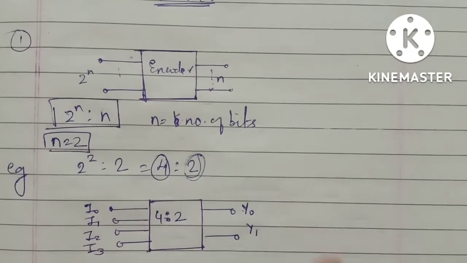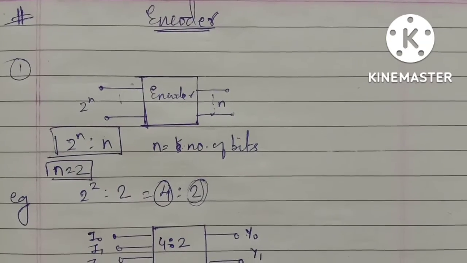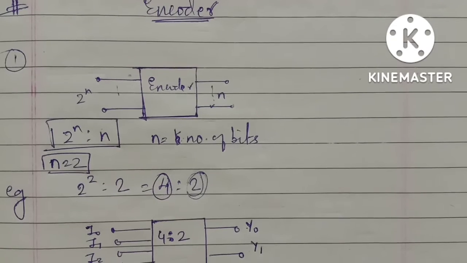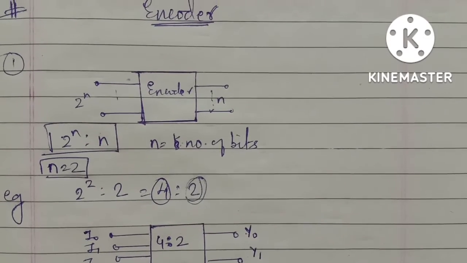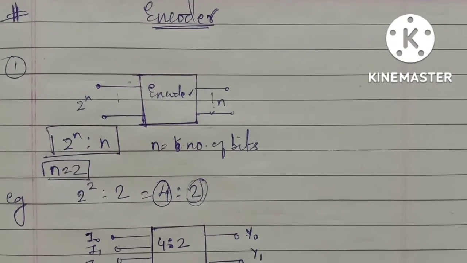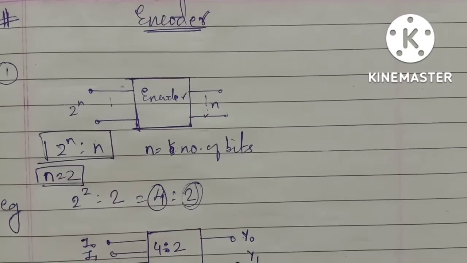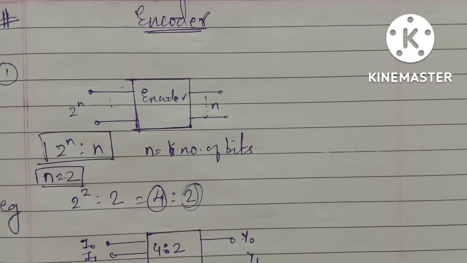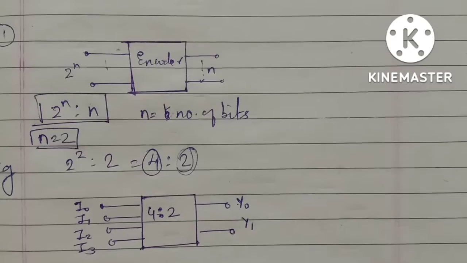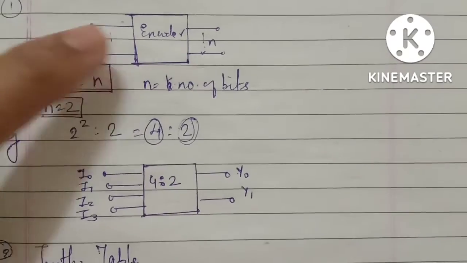Sometimes they also provide a clear part, a bubble enable part. I will introduce this in the decoder part. There is something related to enable, and I will tell this in the encoder-decoder part. We'll complete this video in short only. So these are the inputs, these are the outputs.